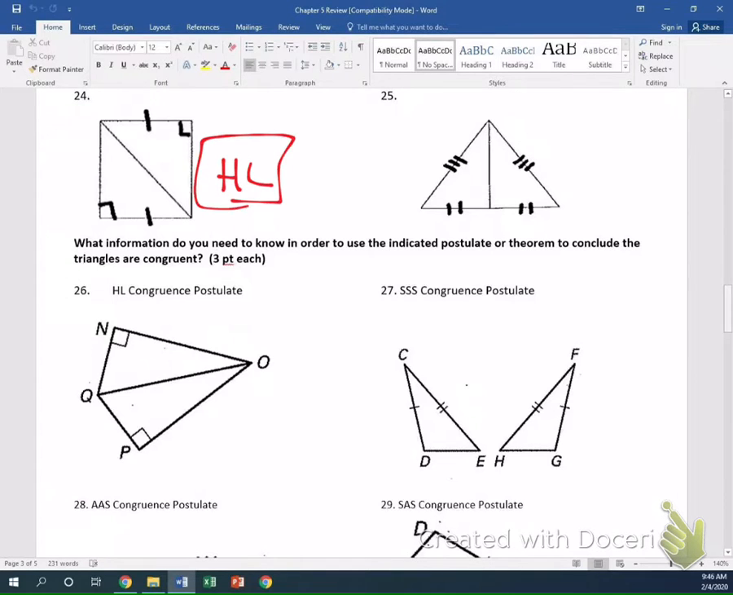So it's an HL. And then 25. Angle, angle, side. Careful. Yeah, these are all sides.